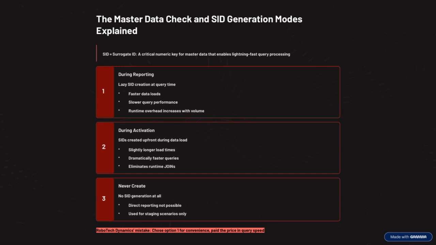And then there's the third approach, during reporting, where SID stands for surrogate ID. This is a critical numeric key for master data that allows lightning-fast query processing. It's created during data load, checked during the master data check, and is essential for ensuring quick and efficient data retrieval. Ultimately, understanding when and how to generate SIDs is key to optimizing query speed and overall system performance.